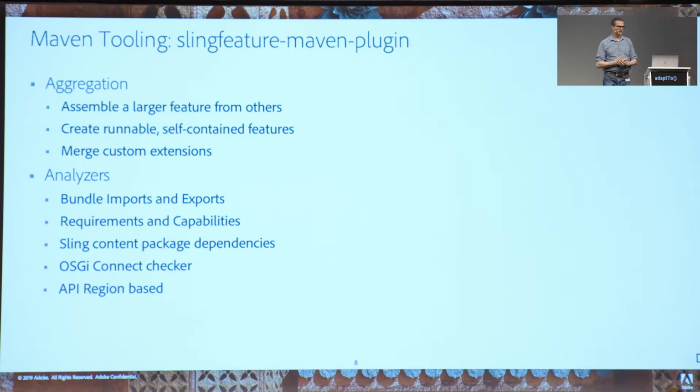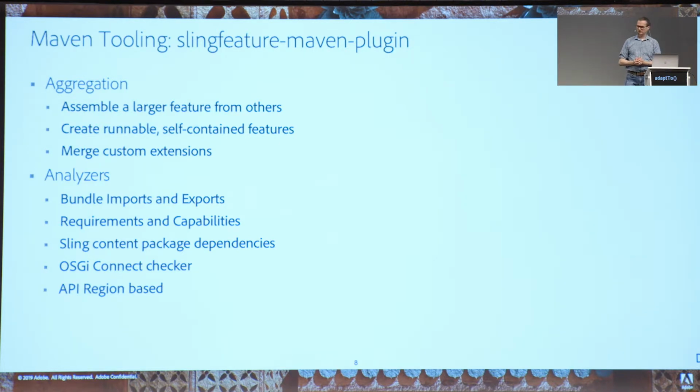With the Sling Feature Maven plugin, you can also execute the analyzers. You select either all of them or the ones that you want to run. Currently, all the analyzers are in one Git repo, but you can also add your own in different Git repos. We have bundle import and export checkers, and requirements and capabilities checkers. So for example, you can check whether your feature is transitively closed. If it's not, then you will get an error message and the Maven build will stop.